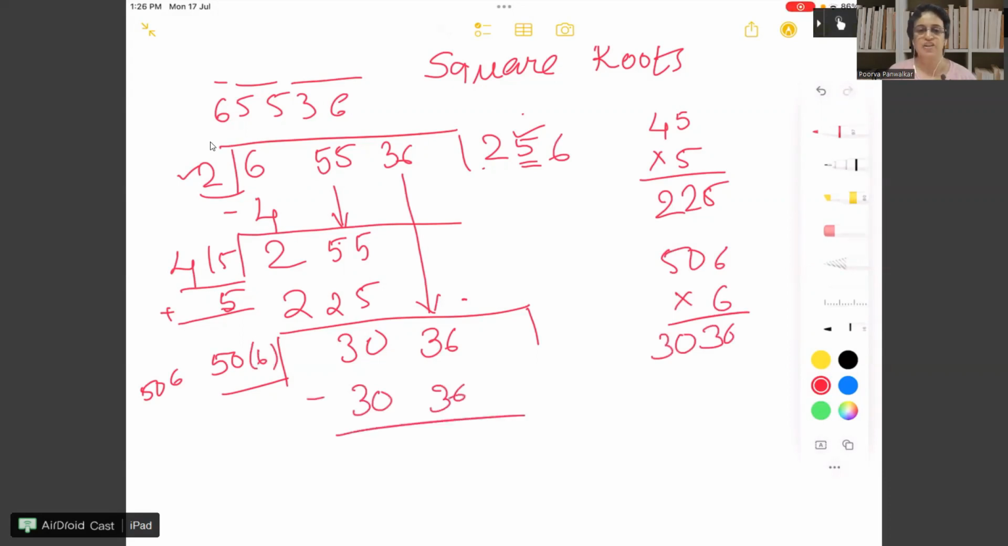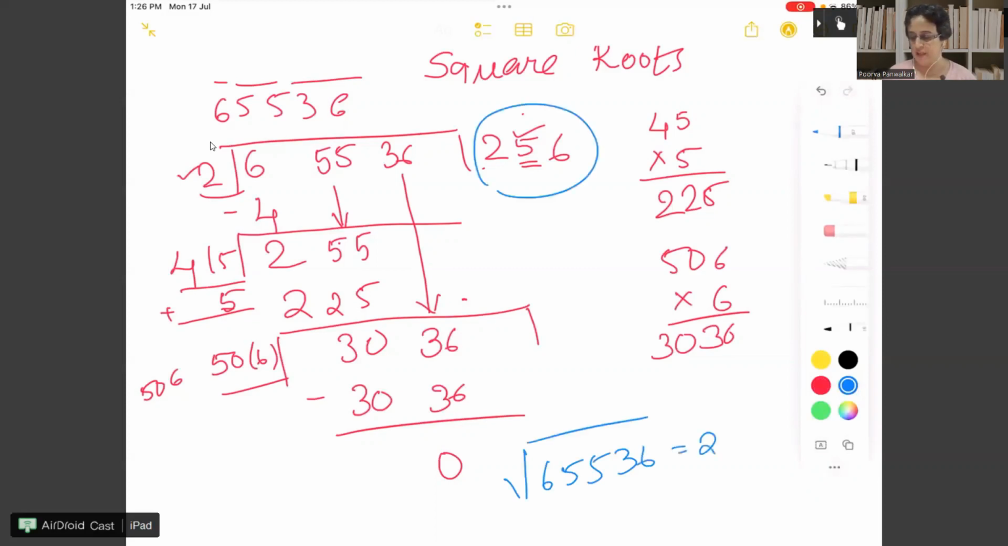Now after subtraction, I can see that my remainder comes out to be 0. So my square root of 65536 is 256. So you all must have realized that finding the square roots of 4 and 5 digit numbers becomes so much simpler and easier with the Vedic maths way of solving sums.